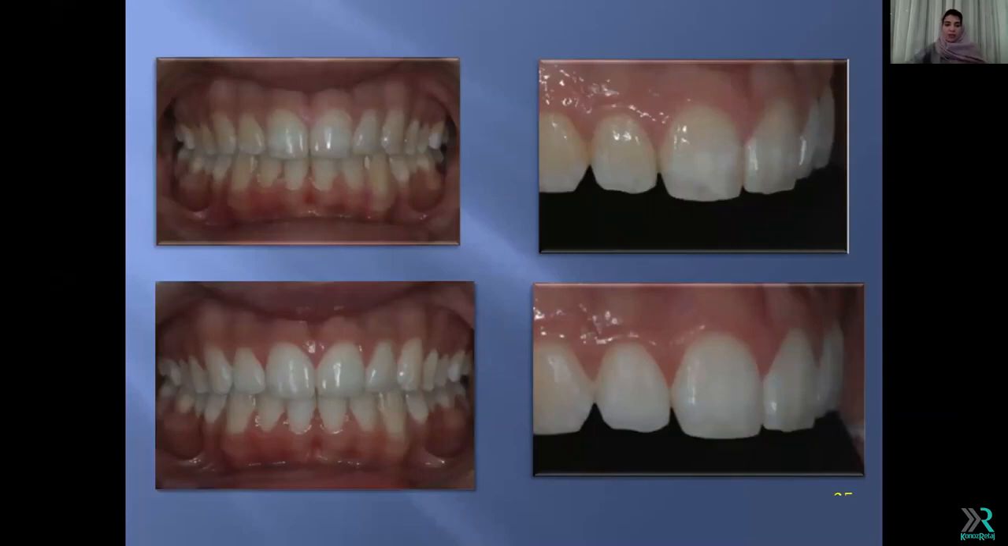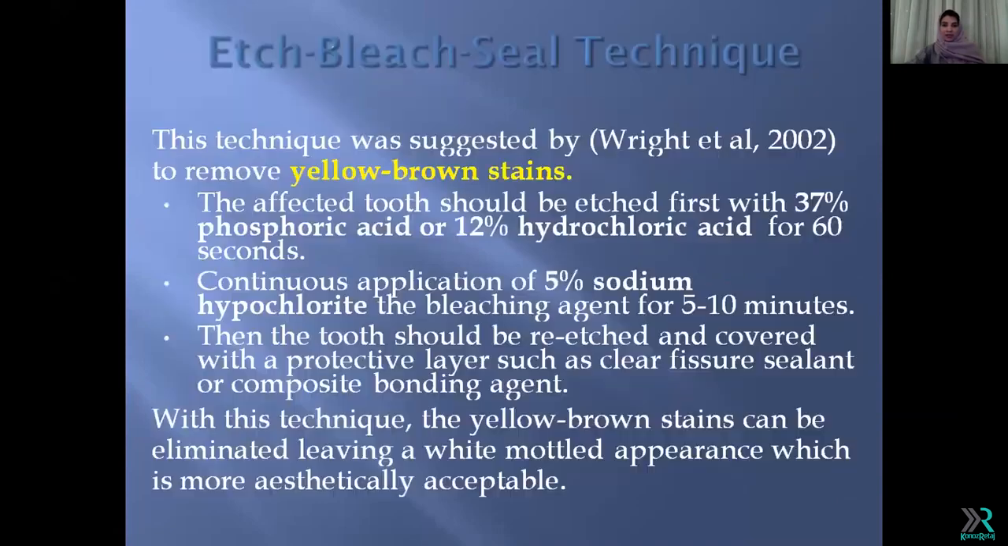Here we can see a case before and after the bleaching. Edge bleach seal technique. This technique was suggested by Wright et al. in 2002 to remove yellow-brown stain. The affected tooth should be etched first with 37% phosphoric acid or 12% hydrochloric acid.